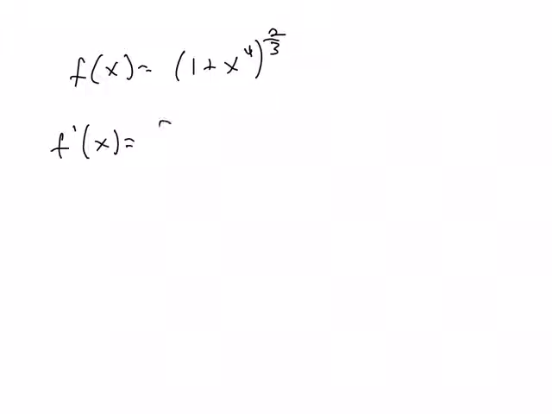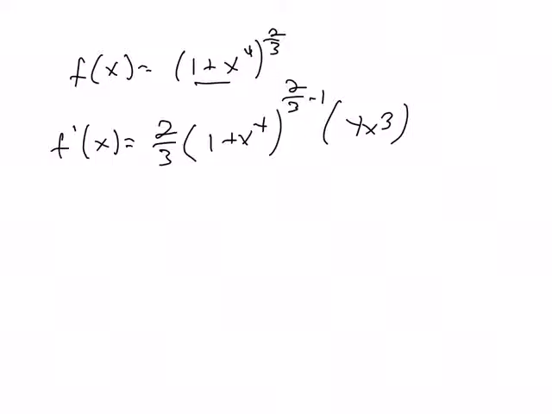That was problem 9. Problem 10 gives us f of x is equal to 1 plus x to the 4th power, to the 2 over 3. So we have f prime of x is equal to 2 over 3, 1 plus x to the 4th power, to the 2 over 3 minus 1. All this times the derivative of this thing inside here, which is 4 times x to the 3rd power.